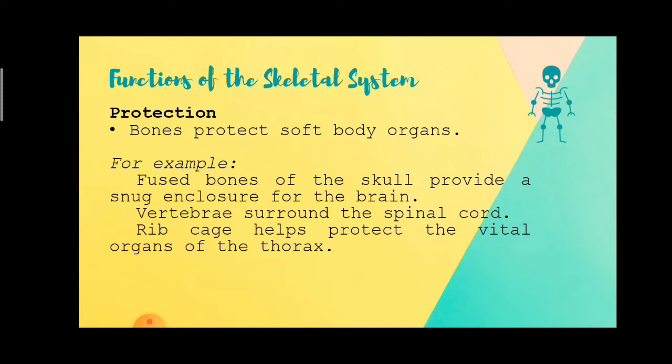Next, protection. Bones protect soft body organs. For example, fused bones of the skull provide a snug enclosure for the brain. Vertebrae surround the spinal cord, and the rib cage helps us protect the vital organs of the thorax.